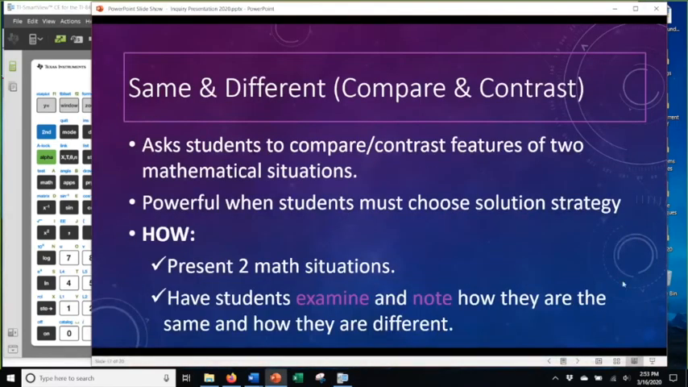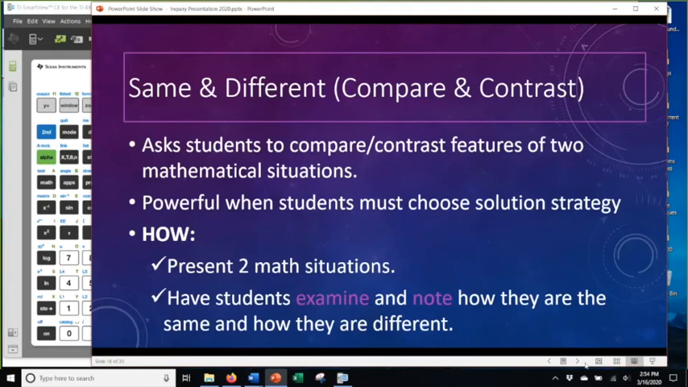Our fourth strategy is called same and different, or compare and contrast. In this strategy, you ask students to compare and contrast features of 2 mathematical situations. It's really powerful when students must choose a solution strategy. So if you are teaching methods of solving systems of linear equations, or you're talking about different forms of the quadratic equation, you might want to have students compare and contrast which method is good to let students choose that. But in any case, present 2 math situations, have students examine and note how they are the same and how they are different.